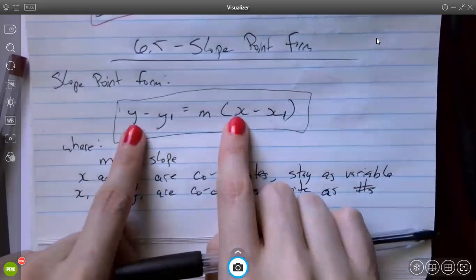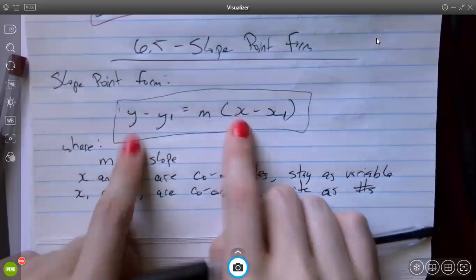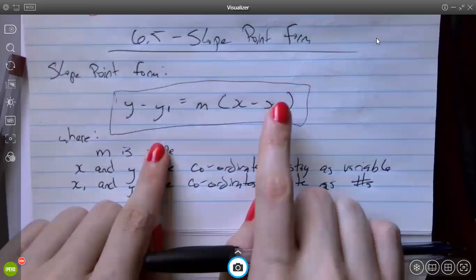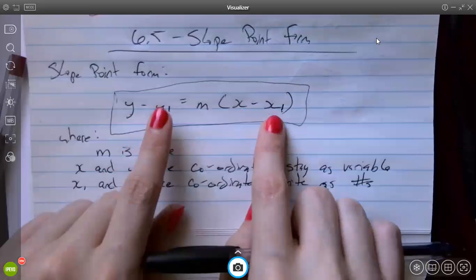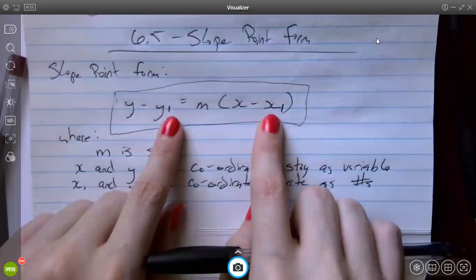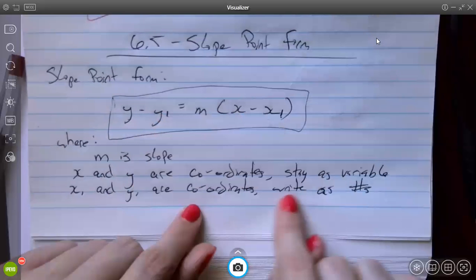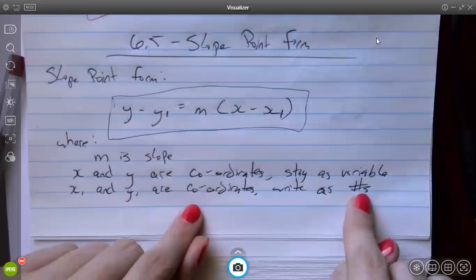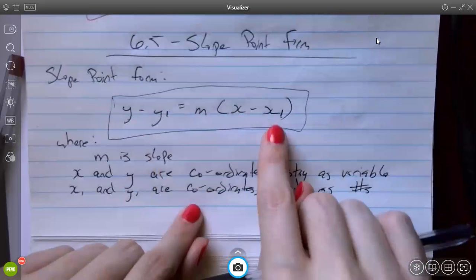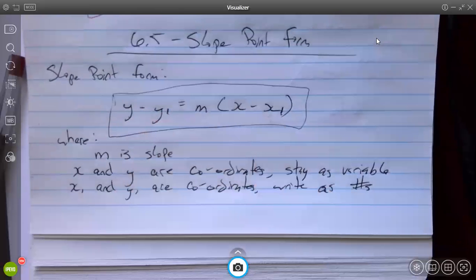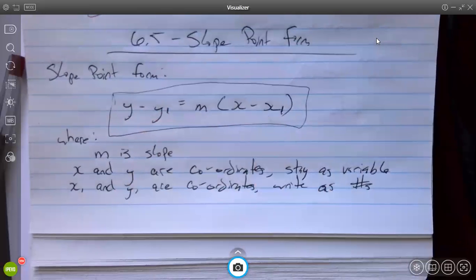The part that's different is this x1 and y1. X1 and y1 are also a coordinate on the line, but we actually write in the numbers of that coordinate. So the x1 and the y1 will be replaced with numbers. So let's look at an example of what this would actually look like.